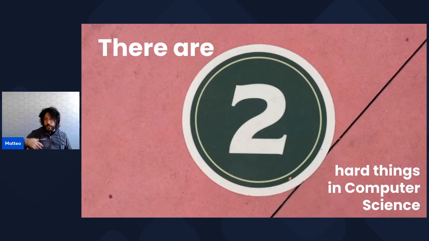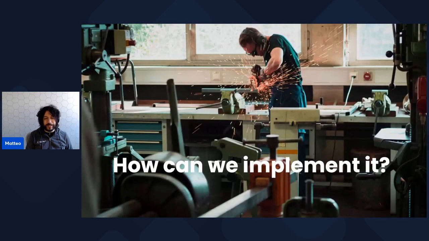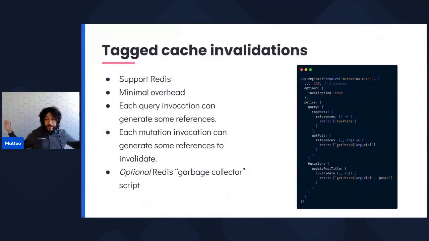However, as we all say, there are two hard things in computer science, and one is cache invalidation. And the other one is naming things. Cool. So we need to talk about cache invalidation now. How can we implement cache invalidation in this kind of system? Well, we do have it. We have what we call tagged cache invalidation.